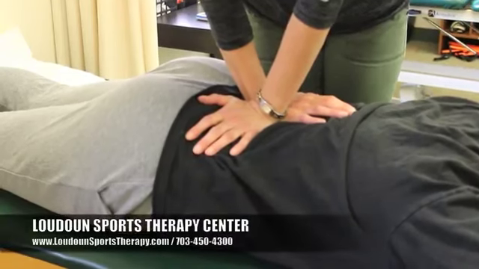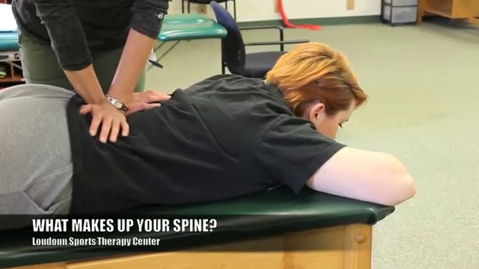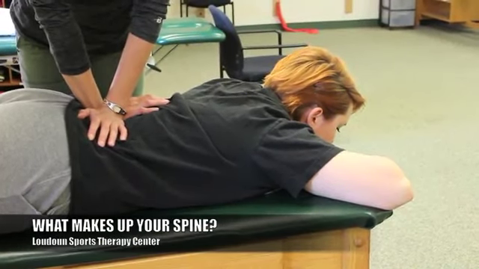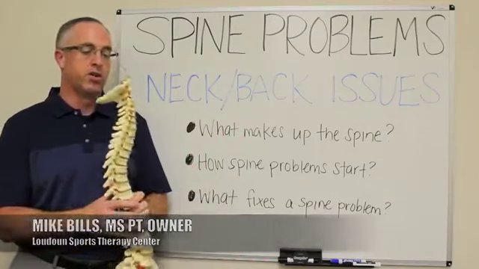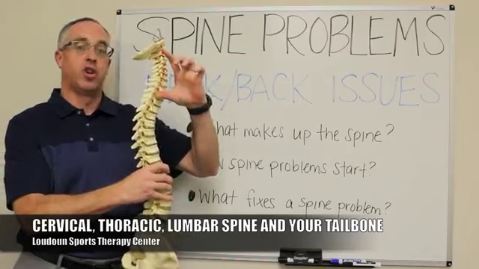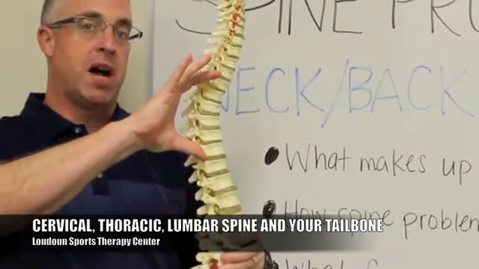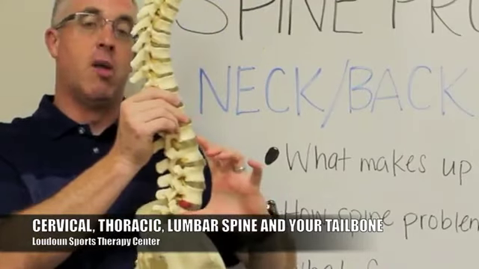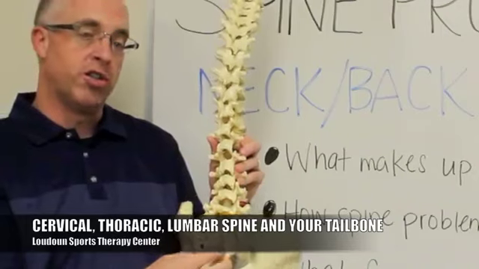So before we get going and actually talk about problems of the spine, whether it be a disc problem or a nerve problem, etc., I want to make sure that we've got some good understanding of what makes up the spine, what's in the spine, how does it work. So we have different parts to our spine. We would have what's called our neck or our cervical spine. We would have what we call our thoracic spine or our mid-back, our upper back. We would then have our lumbar spine or our low back, and then we would have what's called our tailbone or what we call your sacrum.